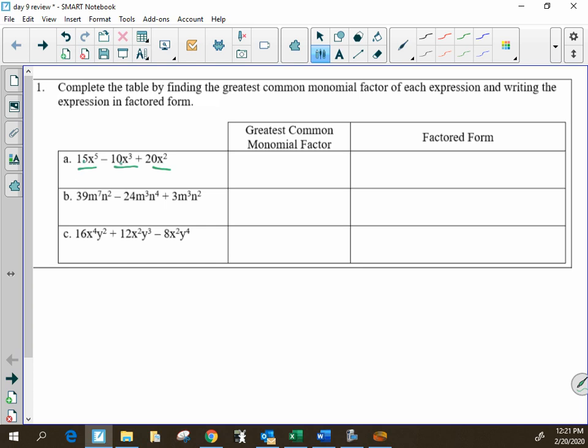So into each one of the numbers, the largest number we can divide is 5. And then if we think about it, this is 5 x's being multiplied together, this is 3 x's being multiplied together, and this is 2 x's being multiplied together. So each one has at least 2 x's being multiplied together. And so then the factored form would look like 5x squared times 3x cubed minus 2x plus 4.